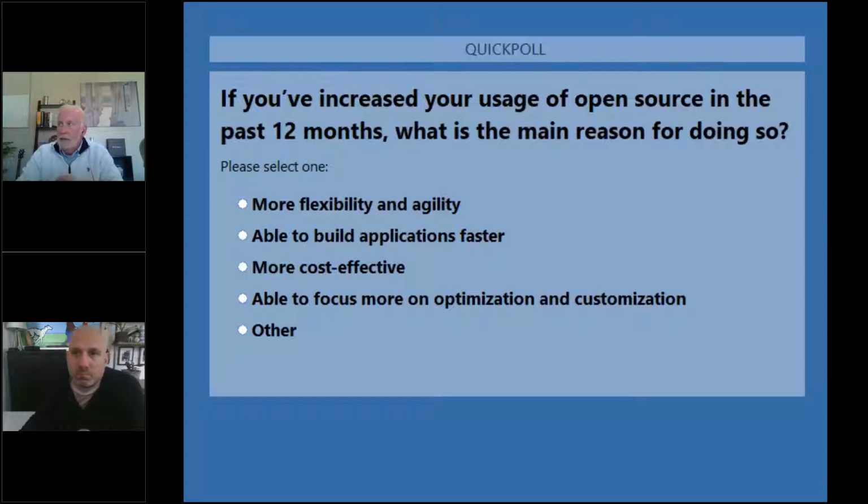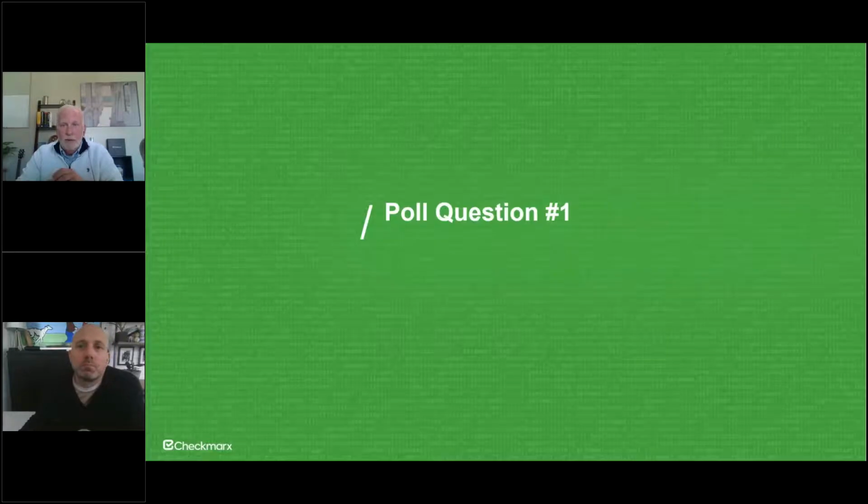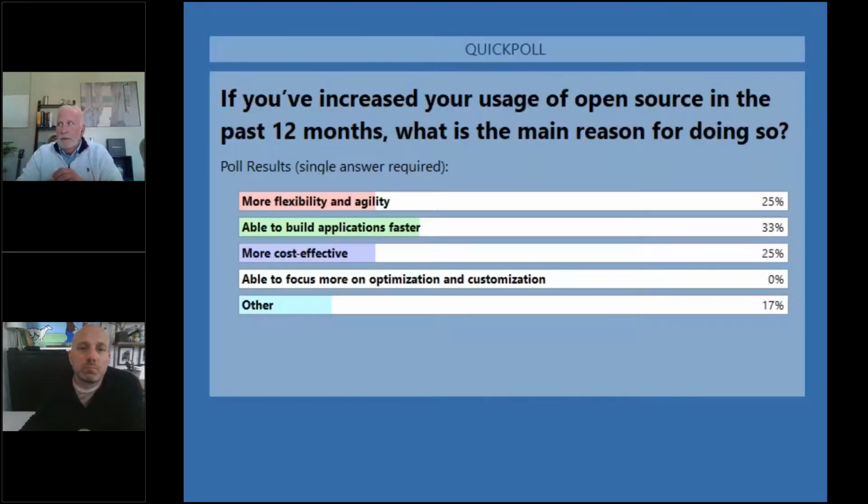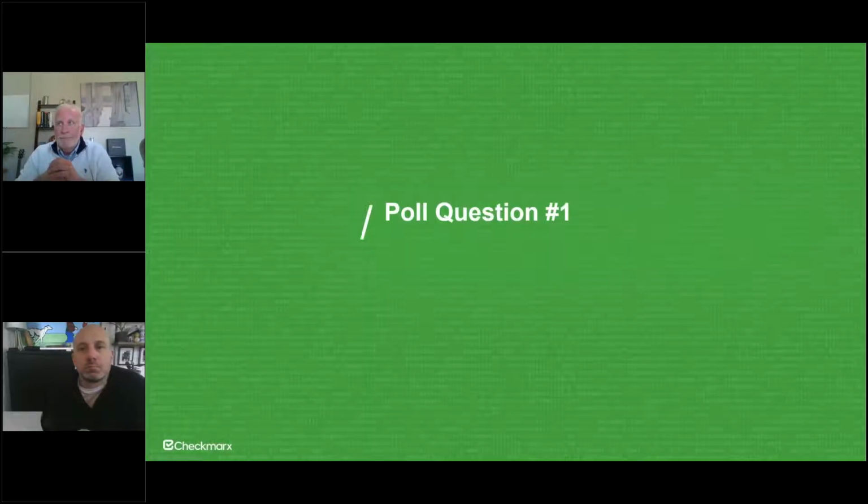Okay, so let's wrap that up real quick, Jennifer, and let's show the results. And it looks like my results are a little bit smaller than what I hoped. Let's see here. Well, it looks like the second one, able to build applications faster, is one of the number one reasons why. That's actually why we're seeing open source has increased dramatically in the last 12 months. All right, so let's close that poll, Jennifer, and let's go back to the slide deck.